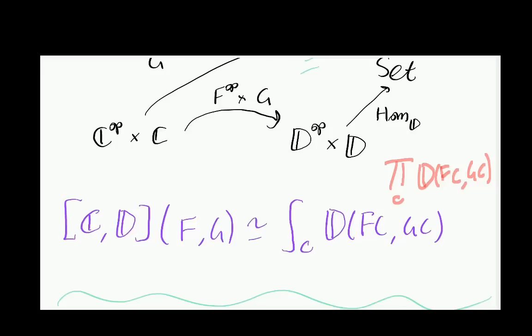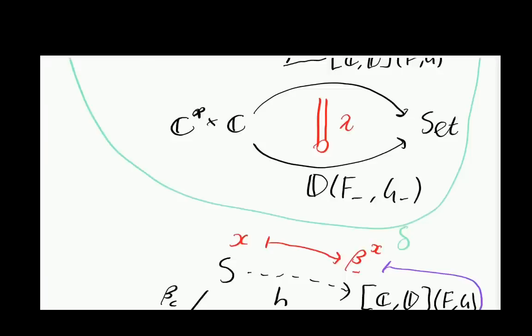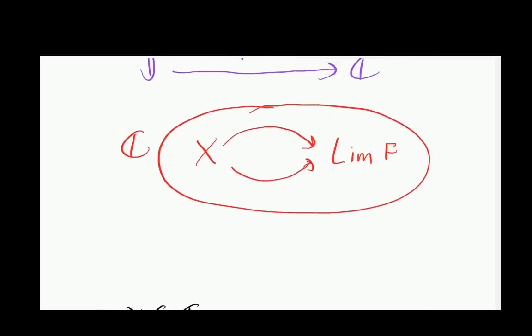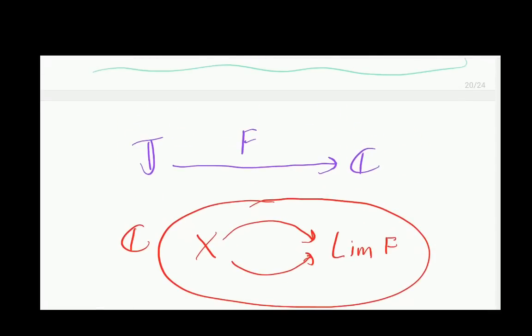The next one we're going to need, we're going to think about something to do with limits. So let's ask ourselves a question. This isn't really the focus of the video, but it'll help to motivate our derivations. Let's think about what is the limit of a general functor that goes from a category J to a category C. And we want to understand that.